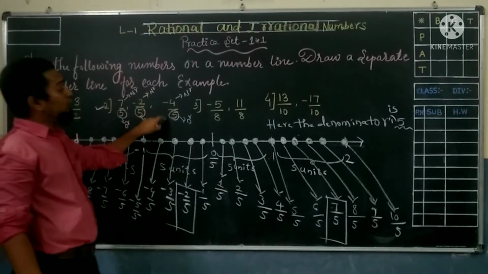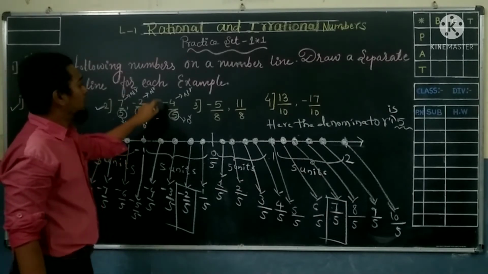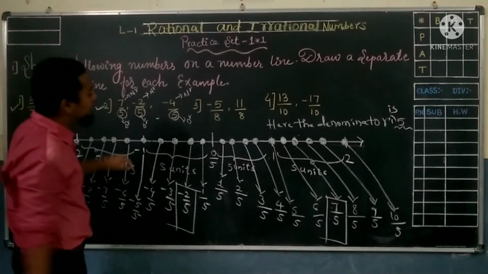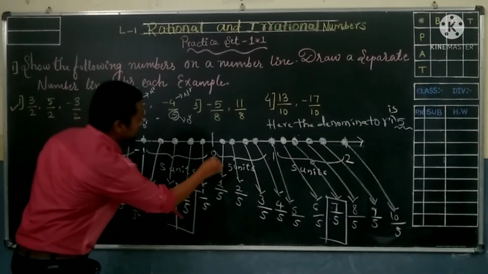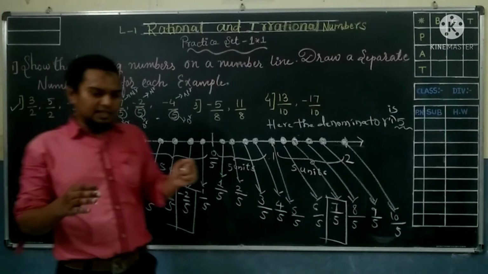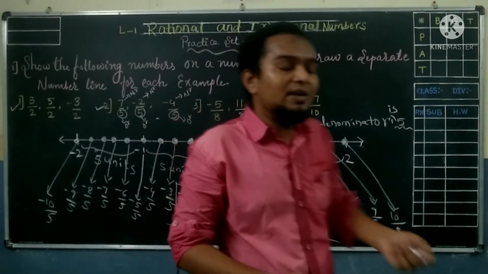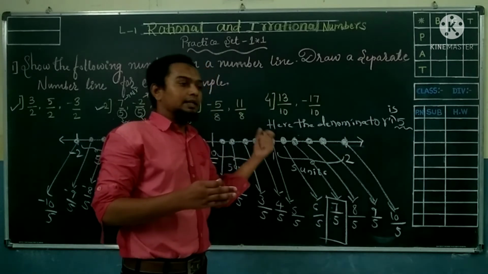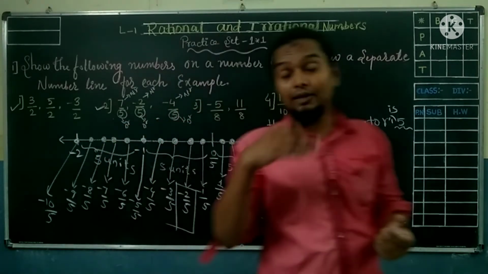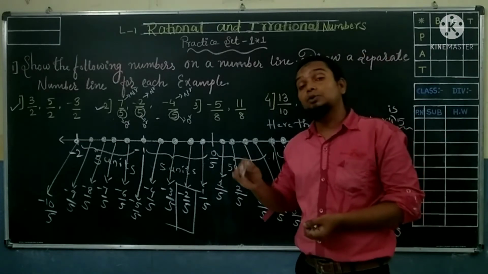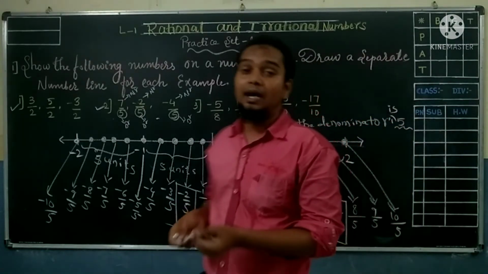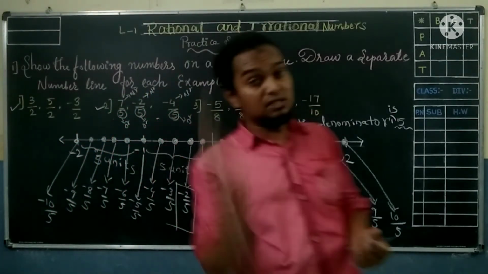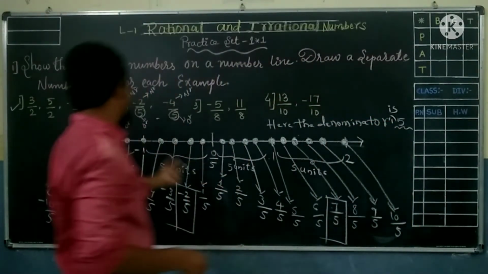Next, minus 4 upon 5 to show on a number line. Now, minus 4 is on the left hand side. Why are we taking minus 4 on the left hand side? Because the left hand side always has negative values. Less than 0 is a negative value.